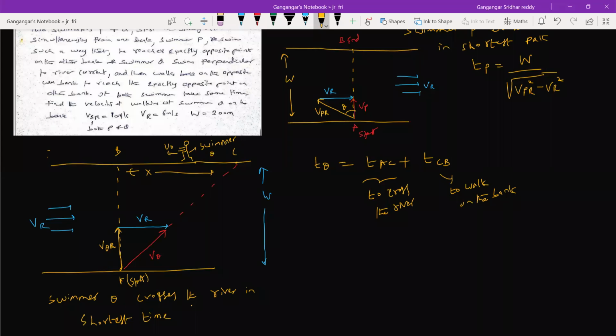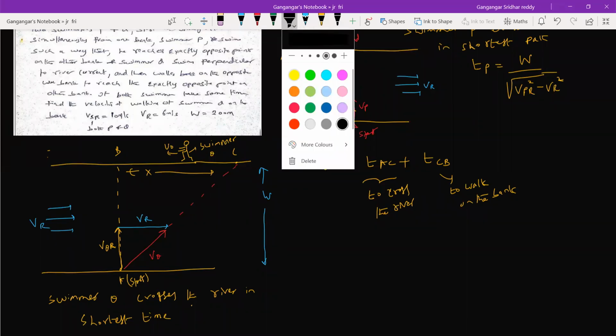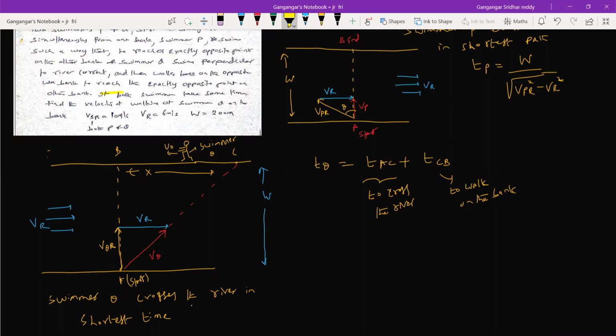And what information is given? If both the swimmers take the same time. What do you mean by that same time? So TP should be equal to TQ. The value of TP should be equal to TQ. So TQ is equal to TP. So what is TAC? This should be equal to TP.